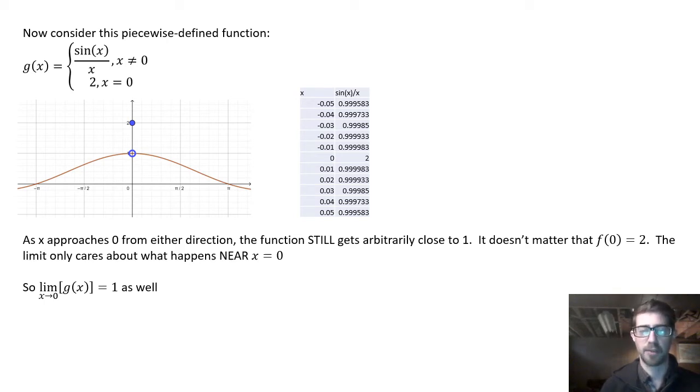And think about that in terms of this table of values too. These are all the same, and those are the ones that determine the limit. These numbers leading up to 0, near 0, are still converging to 1. They're not converging to 2, right? It just jumps up to 2 here. So giving the function a different value at that exact moment doesn't change at all what the limit is.